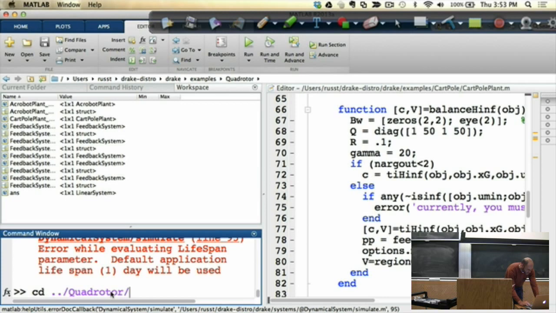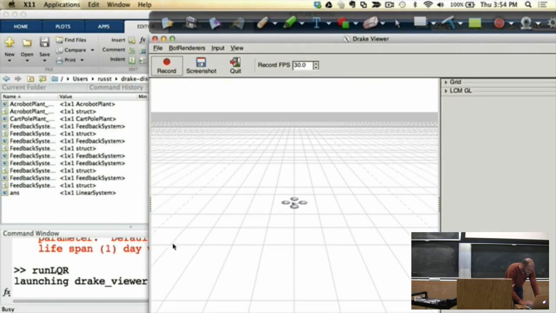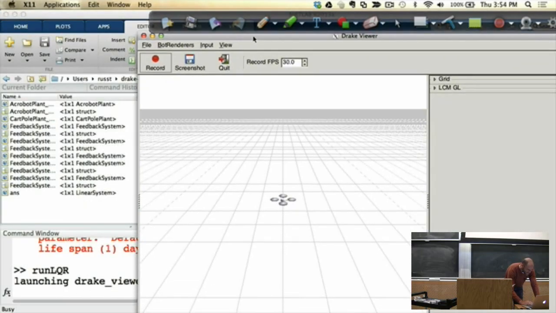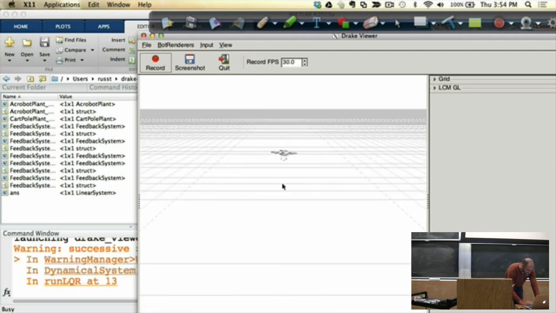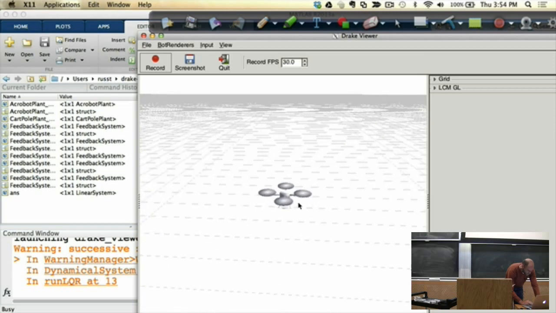No, it's not. It's because I changed networks and my LCM traffic is not going across the new network. These are the pains of software. Okay, here we go. See? Apologies, Pat, for not using your better viewer. Next time.